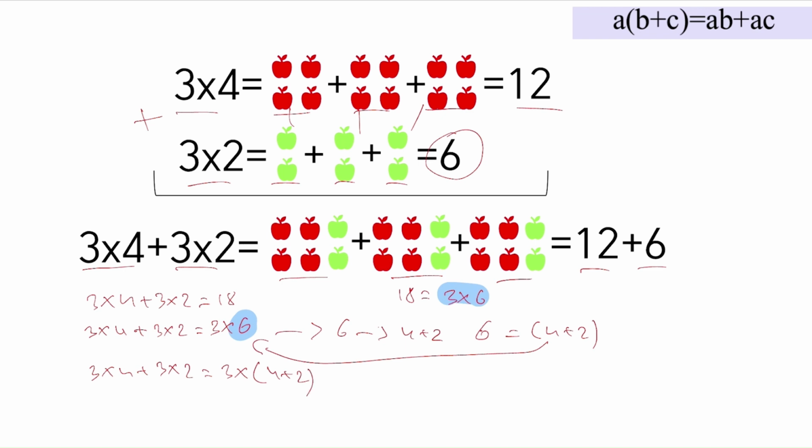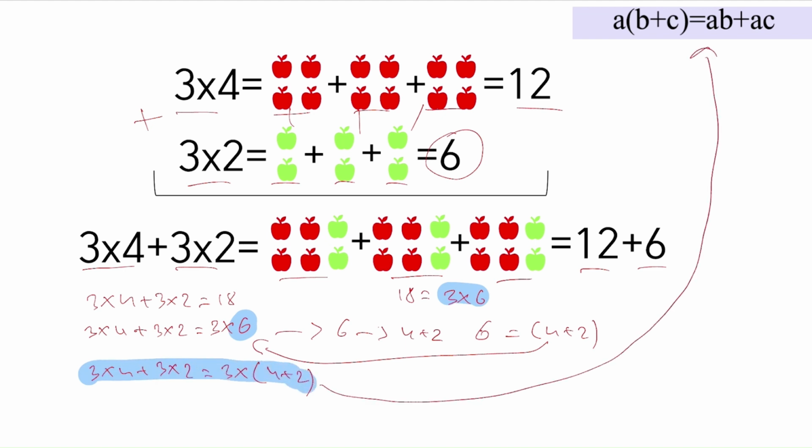So this is the explanation of this formula. For example, this example tells us that if you see 3 times (4 plus 2), you will have 3 times 4 plus 3 times 2. So you should multiply this one first with the first number, then with the second number. It is the basic explanation of that formula.